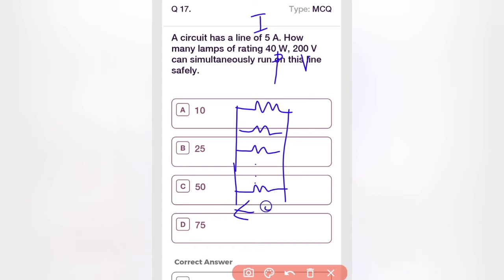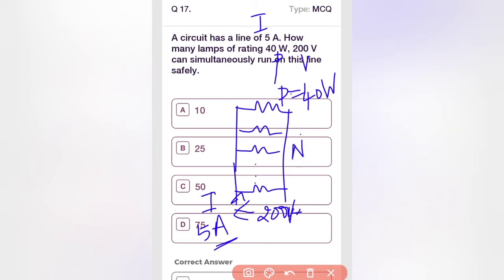Okay, having the voltage 200 volt, and the power of the bulb is given, that is 40 watt. And the line current, that means the total current, is given. Total current is how much? 5 amps. So having known this voltage and this current, V into I, how will we find the number of bulbs using this formula? We know V into I is power, so V into I divided by P. So N is equal to VI divided by P.